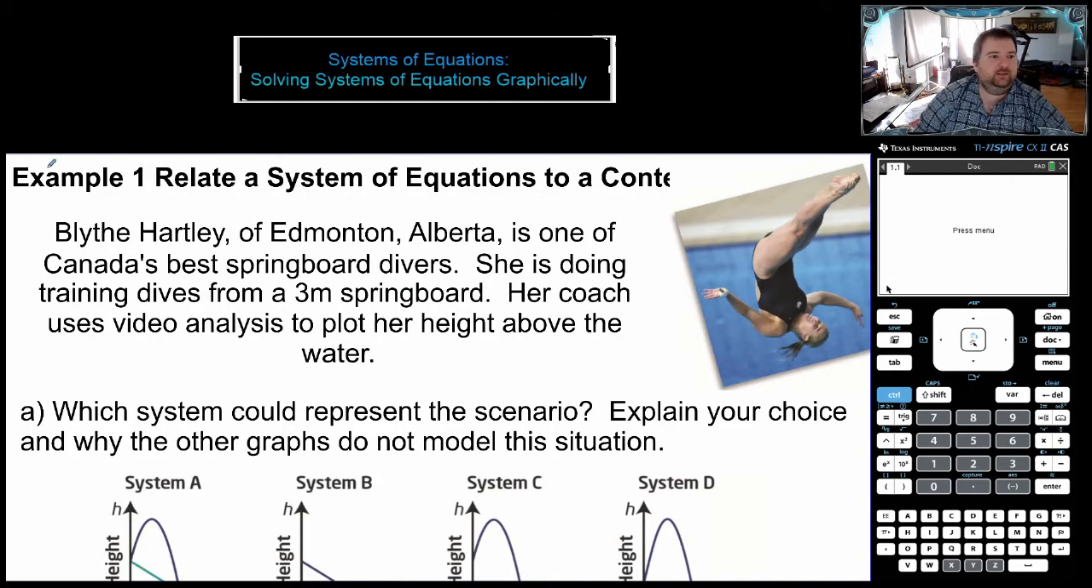All right, let's try this first example here. So we have Blythe Hartley, who's from Edmonton, Alberta, and she's one of Canada's best springboard divers. She's doing training dives at the moment from a 3-meter springboard, and her coach uses video analysis to plot her height above the water.